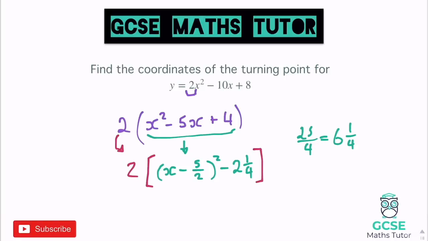So it's the same process. We just have to factorise the 2 out, and now we put the 2 back in. So if we times both of these by 2, we have 2 lots of this bracket, 2 lots of x minus 5 over 2 squared, and 2 lots of this negative 2 1/4, and 2 times negative 2 1/4 is negative 4 1/2, or 4 2/4. There you go, negative 4 1/2. So that's that times that 2 back out.